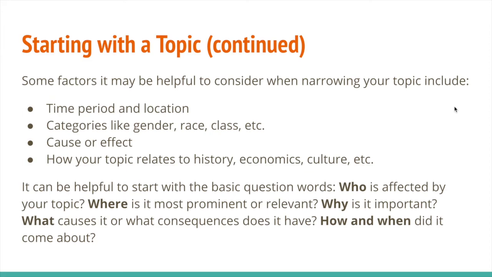So some of the things that it might be helpful to ask those questions about include the time period and location. Going to be things like gender, race, class, nationality, things that give more context, and then cause and effect. And then it can also be helpful to look at how your topic relates to things in a larger context. So things like history, where does it fit in a historical context? What's the history of it?